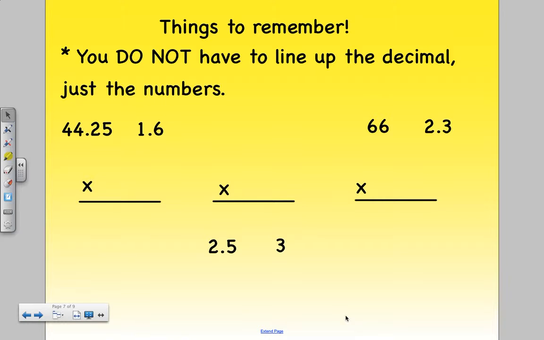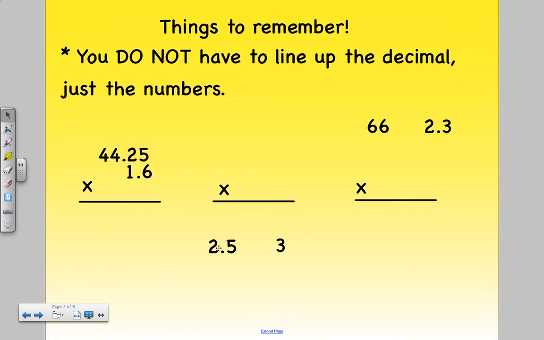Another thing to remember is you do not have to line up the decimal, just the numbers. Okay, so let's look at examples here. I have 44.25 times 1.6. If I want to set this up, I put my 44.25, and then I put my 1.6, and I line it up just like this because I want the numbers to be lined up. I'm not concerned about my decimal point. So this is how this would look. Okay, so my 6 is underneath my 5, my 2 is underneath my 1, 4 and 4. Don't add any zeros. I'm ready to go.